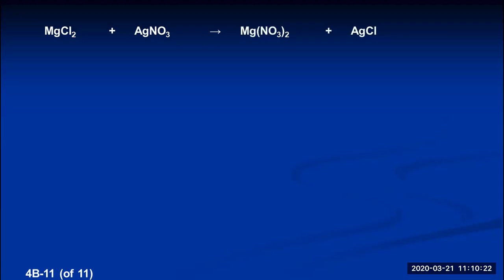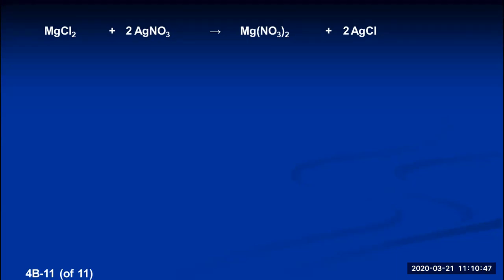Now we have to balance the equation. 1 magnesium on the left, 1 magnesium on the right. 2 chlorides on the left, only 1 on the right, and so a 2 will go in front of the AgCl. To balance the nitrates, which there's 2 of them on the right, we'll put a 2 in front of the AgNO3, and that balances the nitrates, and now the silvers are balanced as well. This is our balanced equation for this reaction.